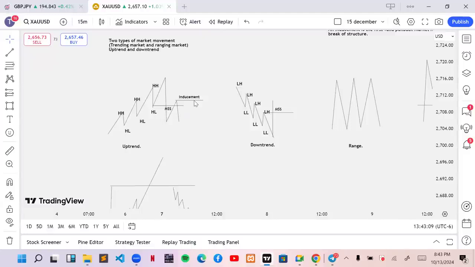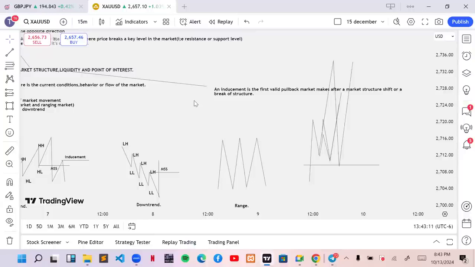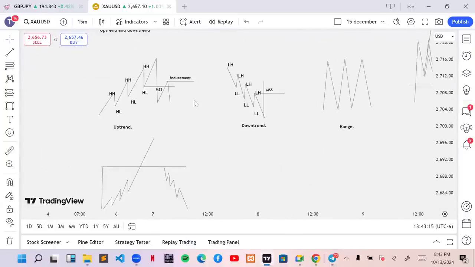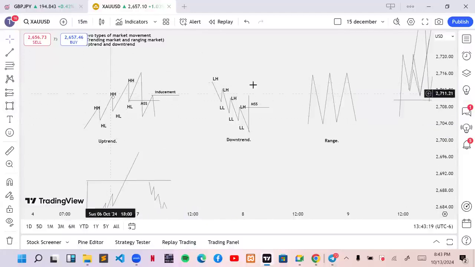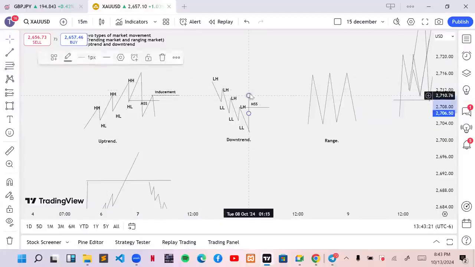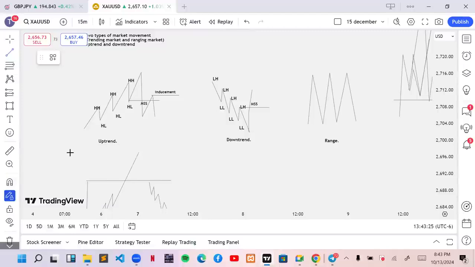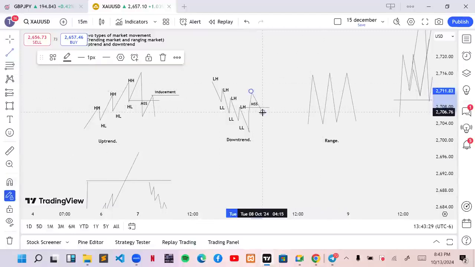So the inducement is the first valid pullback the market makes after a market shift or break. So this is the one for market structure, for markets breaking structure to the downside. This is the one for markets breaking structure to the upside. So this was the market structure shift. After that, you see the market make a pullback. So this is the pullback that markets will make. After making that pullback, you push up towards the direction that the structure shifted to. So this right here is our inducement.